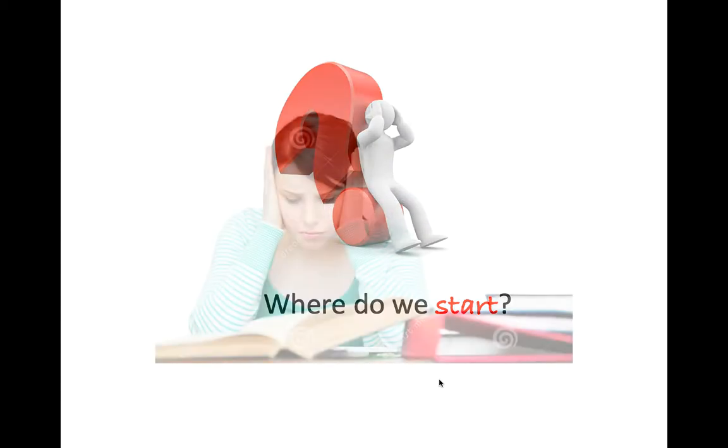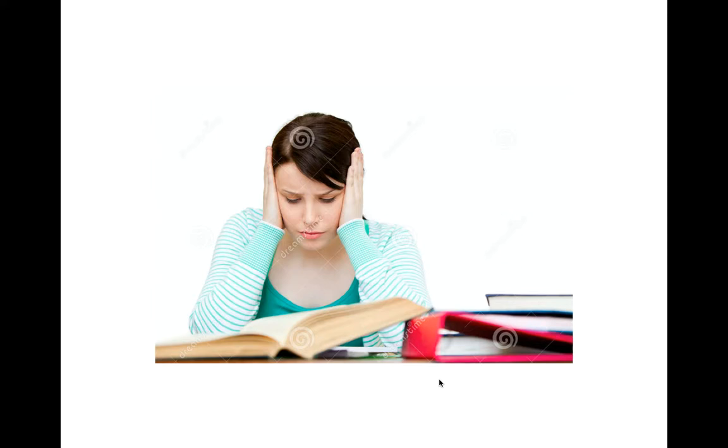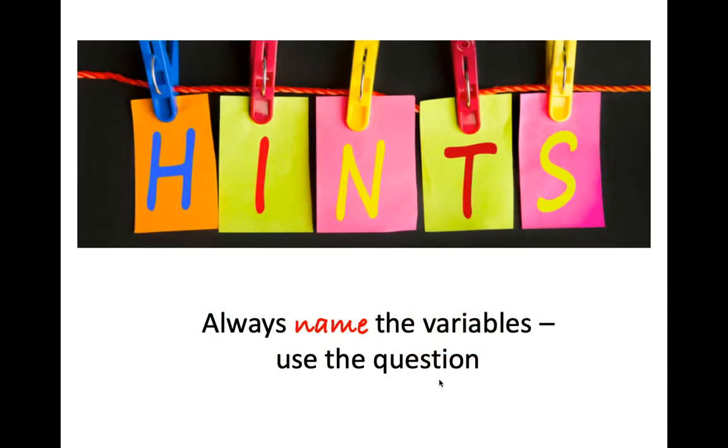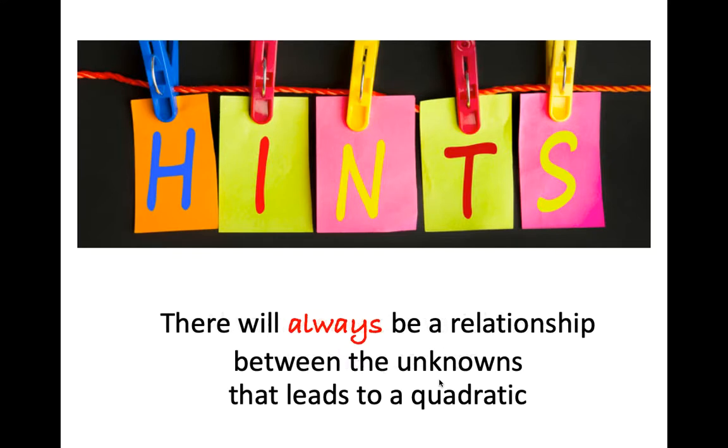So first, some hints, so that you're not frustrated with the work we do. Always name the variables. And if you're having trouble figuring out what the variables should be, go to the question, look at the question, and usually that question will guide you a little bit and help you understand what X should be in this particular situation. There's always a relationship of some kind that creates a quadratic, so you'll know that you're on track if what you've done looks like a quadratic when you're finished.